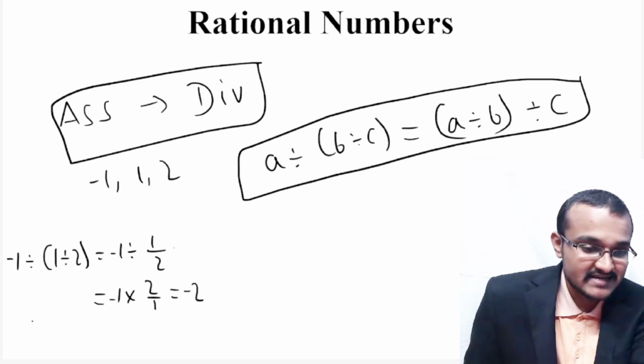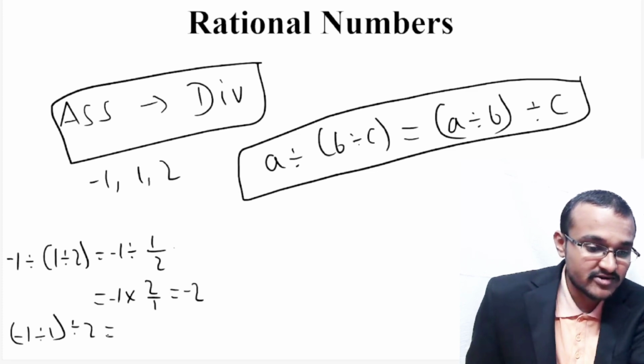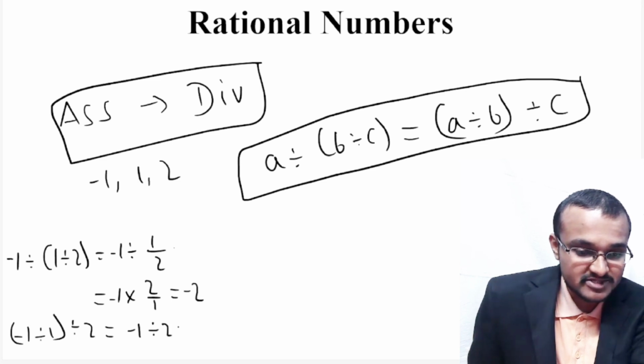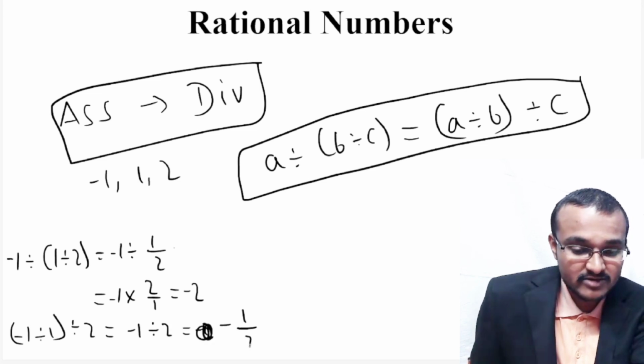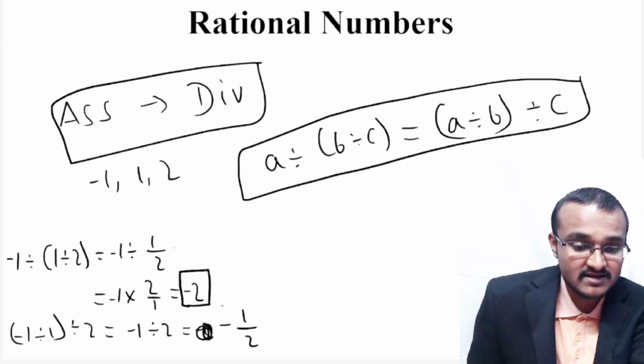So now let us write it in the RHS form. So minus 1 divided by 1 will be inside the bracket, so divided by 2 will be outside. So minus 1 divided by 1 will be minus 1, divided by 2 will be outside. That is actually minus 1 by 2. So when you write it in the form of LHS, you are getting minus 2 as the answer, and when you write it in the form of RHS, you are getting minus 1 by 2 as your answer.